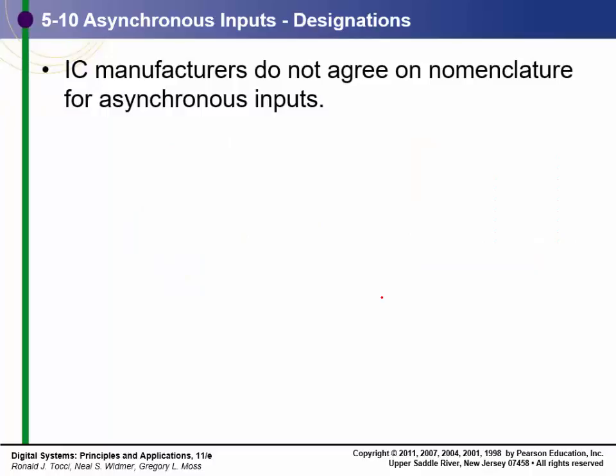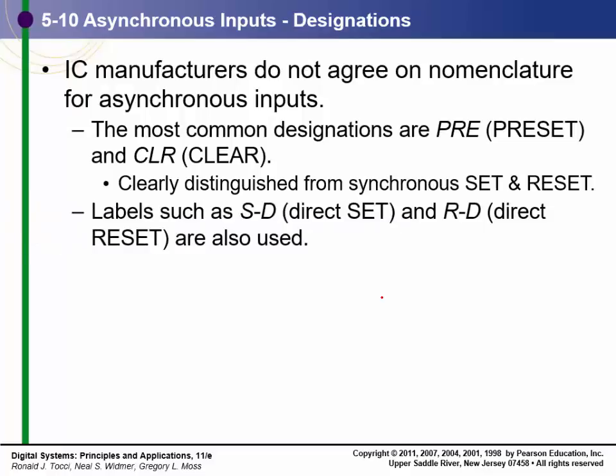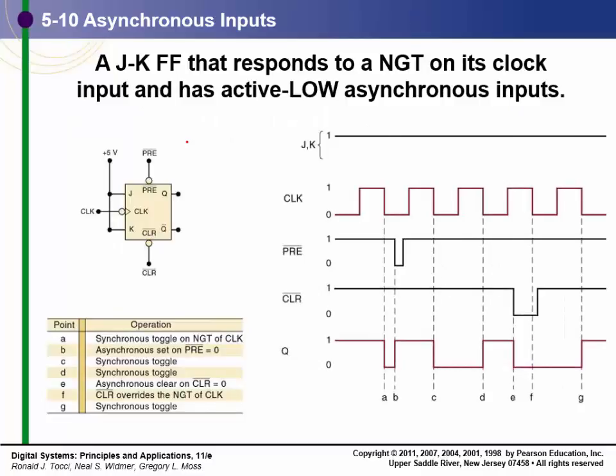Okay, this is just some discussion. I went through these slides and should have deleted some of them. They basically talk about the fact that you normally see preset and clear, so that you can tell them from set and reset, but sometimes you see labels such as SD and RD for direct set and direct reset. I've always seen preset not, PRE not, and clear not. Those are the two I see. That's the normal way of operation.